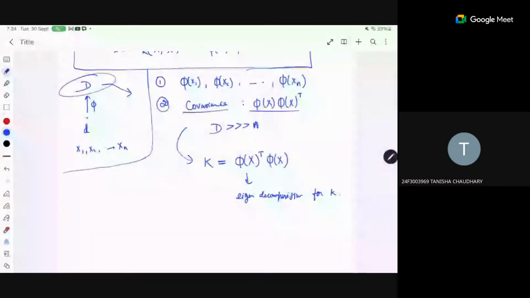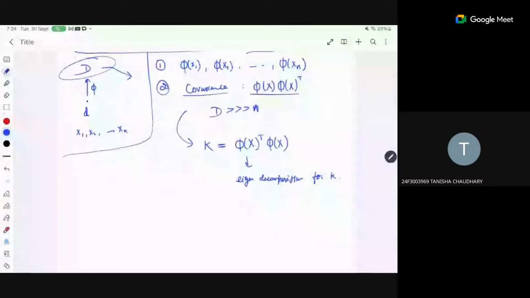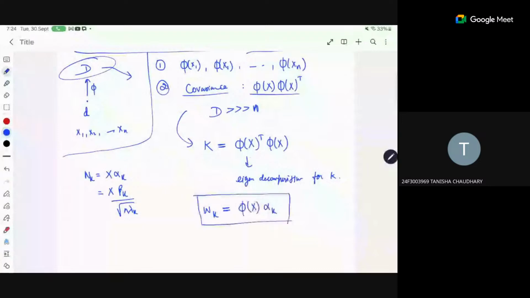Once you find the eigen decomposition for K, you can find the principal components. Originally my wk was x times alpha k, and we were able to write this as x times beta k by under root of n lambda k. So now in this case, what should happen? My wk should be, instead of x, phi of x. So phi of x times some alpha k is what we will have. This is how we can find the eigenvector.